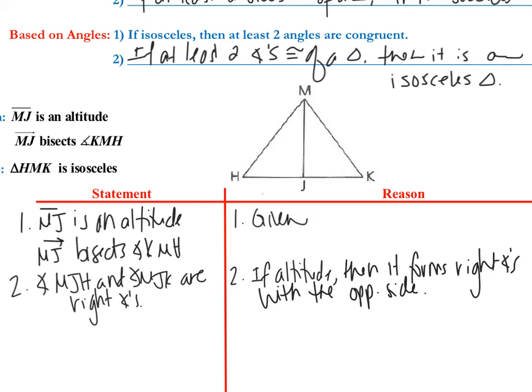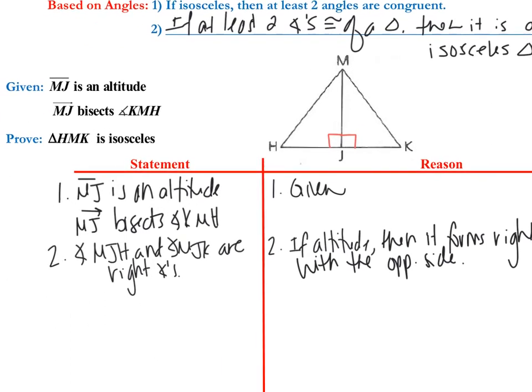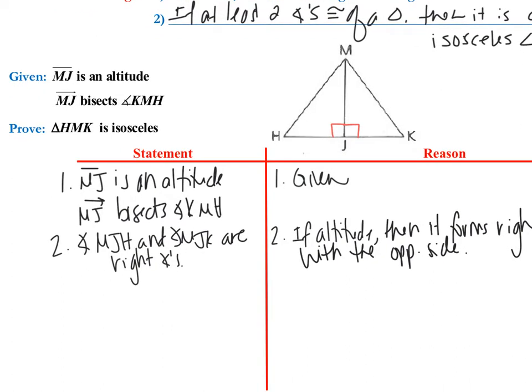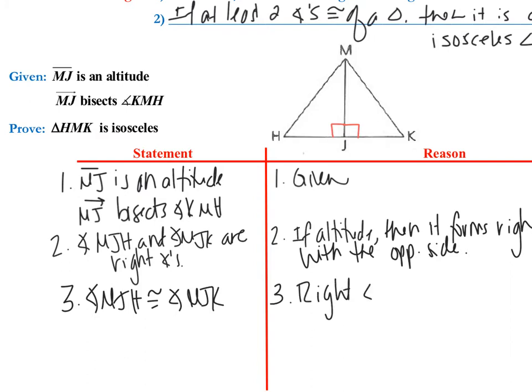Okay, that is just the definition of altitude. So now that I proved that, I'm going to go ahead and mark it. Okay. And what do we know about right angles? We know that they are congruent. So we can say that angle MJH is congruent to angle MJK because right angles are congruent. Okay, so we proved one congruency.